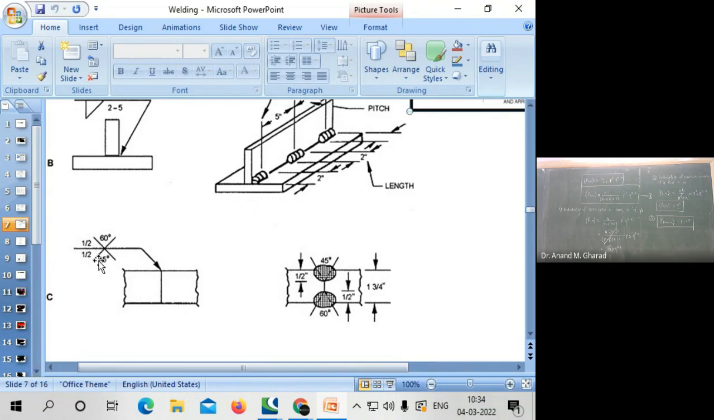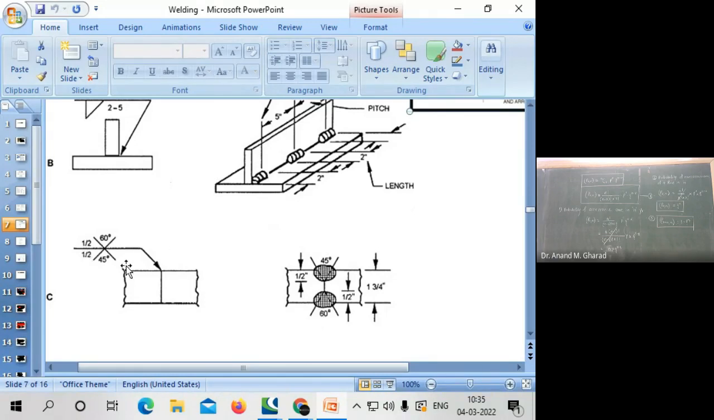Okay, and the angle information. This is the root angle which you are supposed to provide. That is again provided. Now over here, if you can see, on the top a 45-degree angle is given, whereas at the bottom a 60-degree angle is given.